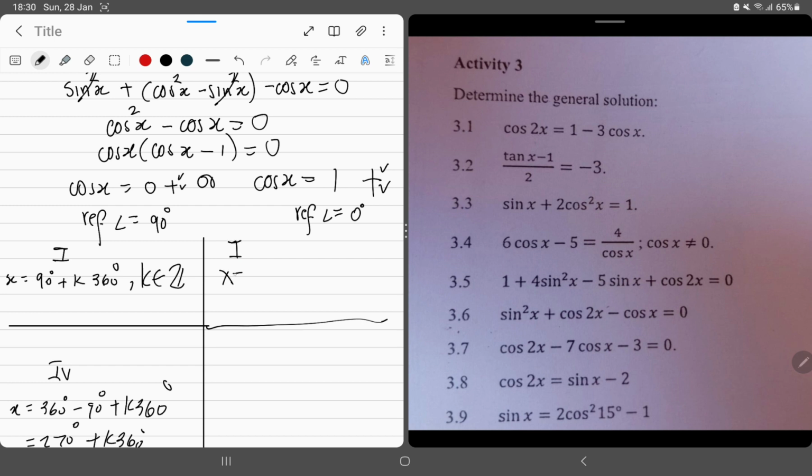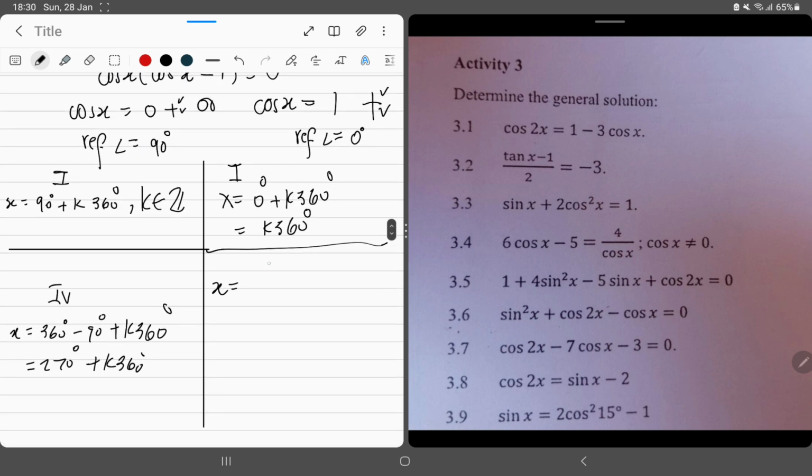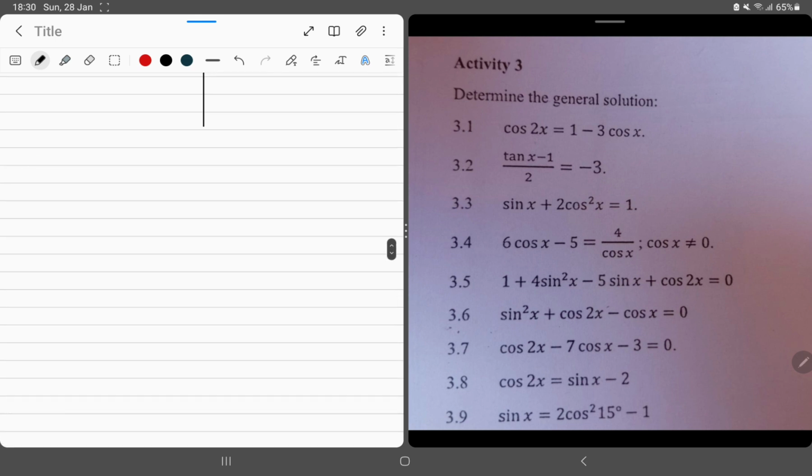And then on this side, quadrant 1, x is equal to 0 degrees plus k 360. So this is k 360 degrees. And then x is equal to, this is quadrant 4, 360 degrees minus 0 plus k 360. So this is 360 degrees plus k 360.